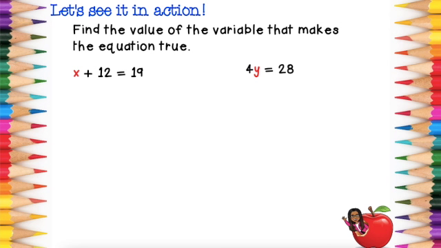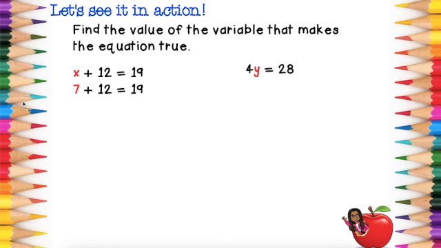Let's take a look at our first one. x plus 12 is equal to 19. We need to identify what has to be the value of x to make this equation true. So what value can we add with 12 that's going to give us 19? 7. 7 plus 12 gives us 19.